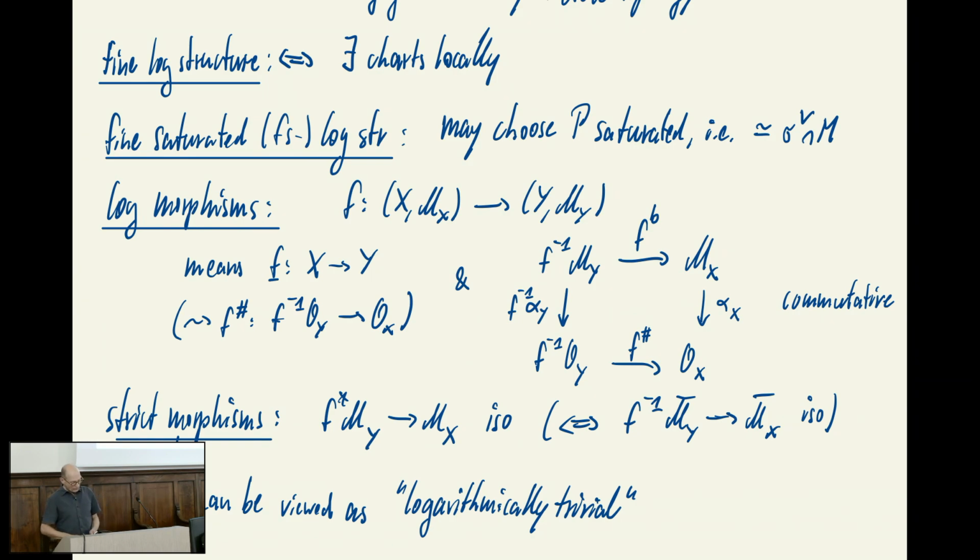Then there are morphisms that are kind of boring logarithmically. They're called strict. So a strict morphism is a log morphism, X M_X to Y M_Y, such that the induced morphism from f upper star M_Y to M_X is an isomorphism. So if you want, M_X is just a pullback log structure via f. That's a strict morphism. You can check this by just checking it on the discrete parts. The other parts, all these kind of normal bundles, will be taken care of automatically.